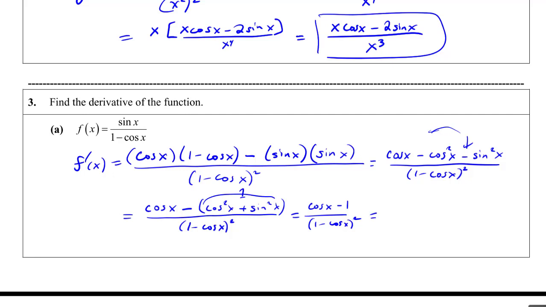But what I can do is, since the 1 minus cosine squared x in the bottom is squared, it doesn't matter if I change the order of the difference down there, so I could do cosine x minus 1 over cosine x minus 1 squared. And we see I have a cosine x minus 1 on top and two of them on the bottom, so one can cancel. I get 1 over cosine x minus 1.